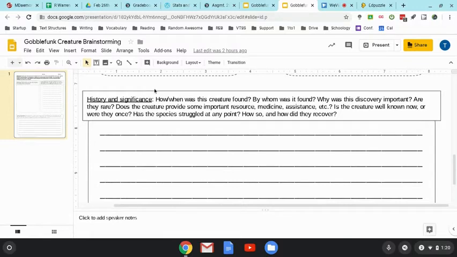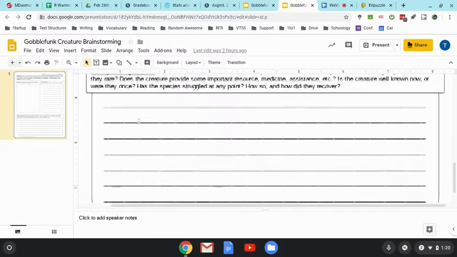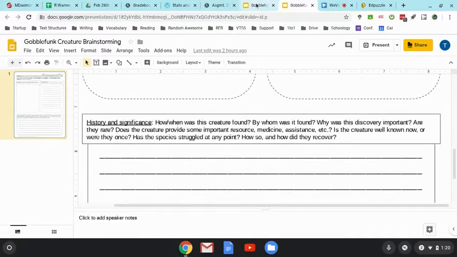And then lastly, you're asked to brainstorm about the history and significance. So that means things like how or when was the creature found? By whom was it found? Was this discovery important? Are they rare? Does the creature provide some important resource, medicine, etc.? So you'll do your brainstorming on this page, or you can even do it on a separate piece of paper if you would like.